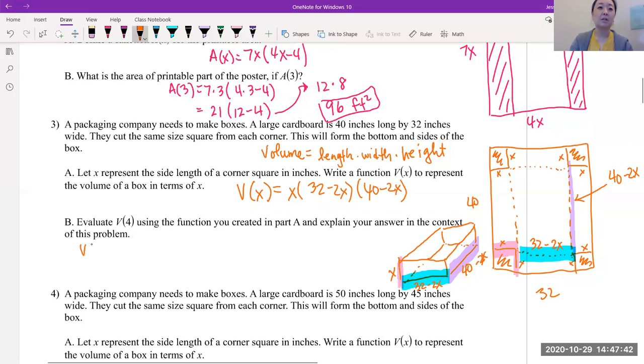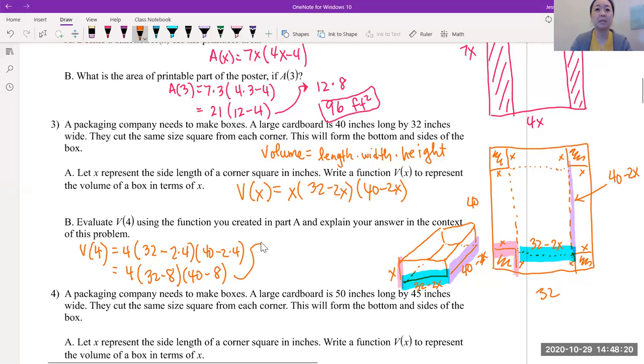So v of 4. Remember, they've already taken out the x and put in a 4, which means you're going to have to put a 4 in all the x's. So instead of this x, I'm going to put 4. 32 minus 2 times 4, and 40 minus 2 times 4, right? So this is going to equal 4 times 32 minus 8, and 40 minus 8, right? If you want to use your calculator, you can do that. But at least you've got to show me some of the work here, right?